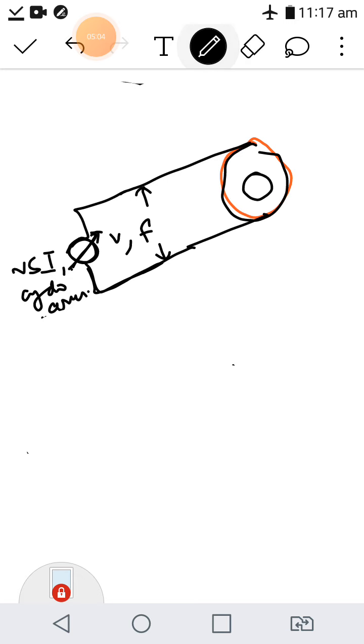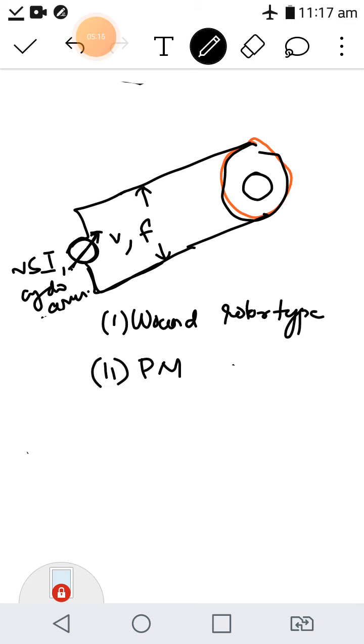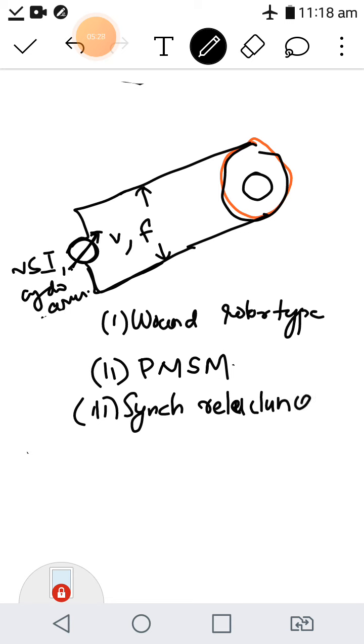And there are different types of synchronous motors available. Already you will be knowing this. The first one being called the wound rotor type. The second type of synchronous motor is called the permanent magnet synchronous motor. The third type generally includes synchronous reluctance and hysteresis motors, etc. These are the varieties of synchronous motor available.